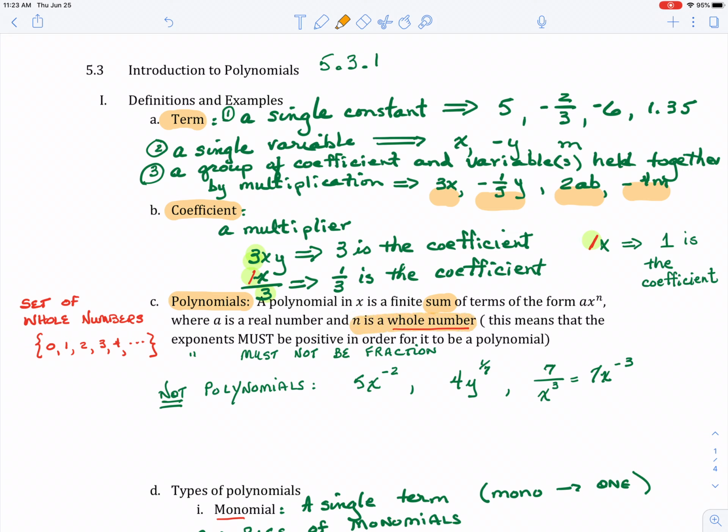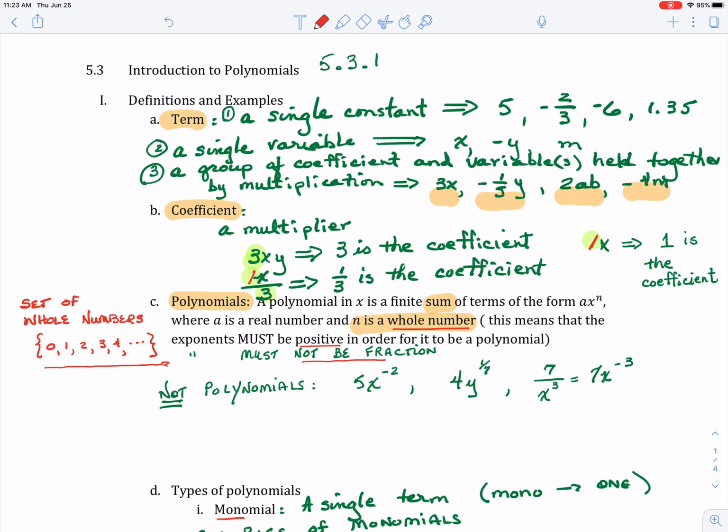So out here to the side, I've defined what whole numbers look like. Here's your set of whole numbers. It begins with the number 0, 1, 2, 3, 4, 5, all the way out to infinity. And you can see that these are not fractions, they are not negative, they are not decimals. So these are whole units, including 0. So the exponents on these polynomials must be positive, and they must not be a fraction.